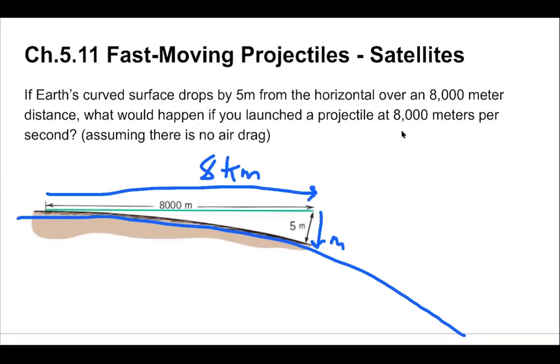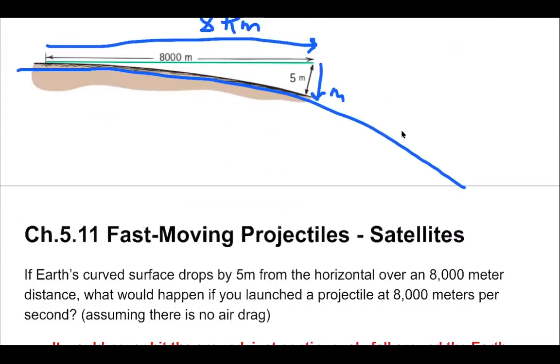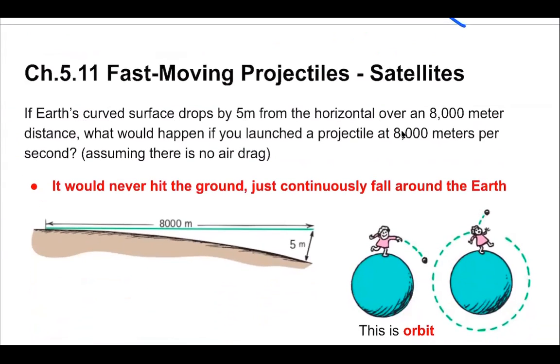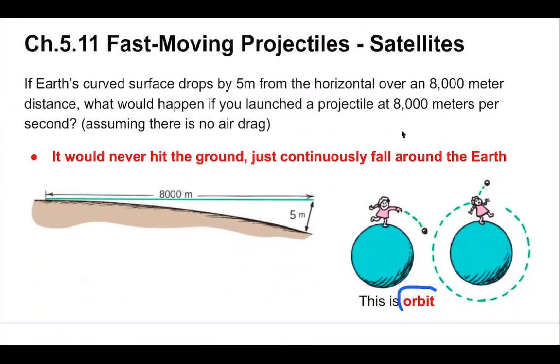So that means what would happen if you launched a projectile at 8,000 meters per second? Here's a question, and I just need a yes or no answer. Would it hit the ground? Yes or no? No. No. Very good, right? And that's what the reading is projecting. So yeah, it has fallen into essentially what we refer to as orbit, because it would just continue to fall around the planet.